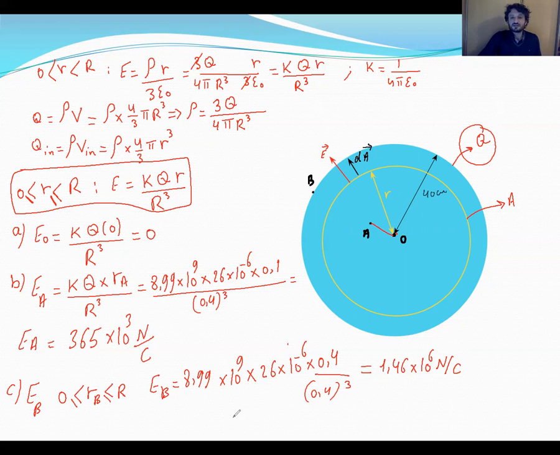So we calculated the field created at the point O, at the point A, and at the point B. Now we have to calculate the field outside the sphere. We cannot use the same formula, E equal KQR divided by R cube, because it's limited between O and R. So we have to calculate another formula here. Let's erase.